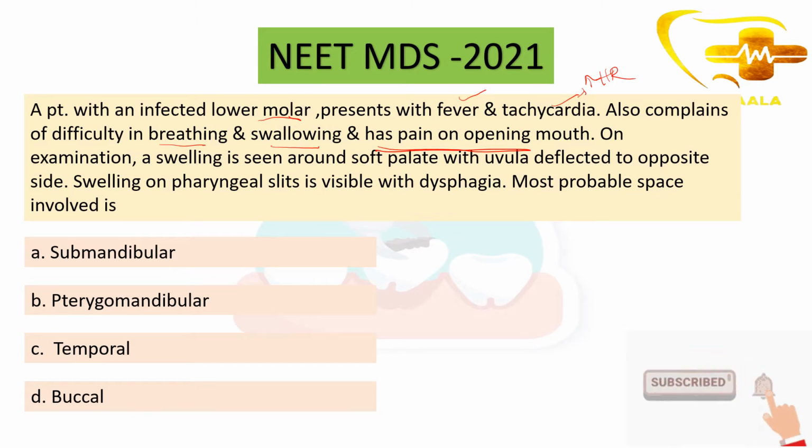On examination, we see a swelling around the soft palate with the uvula deflected to the opposite side. Swelling on the pharyngeal slits is visible with dysphagia. The most probable space infection involved is, and the options given were submandibular, pterygomandibular, temporal and buccal.